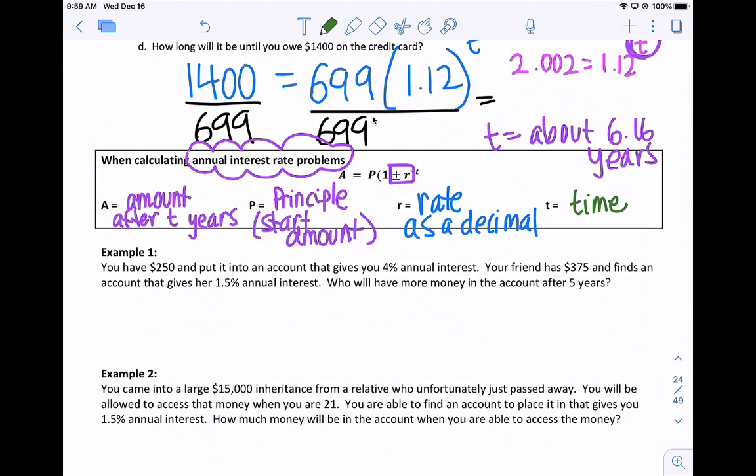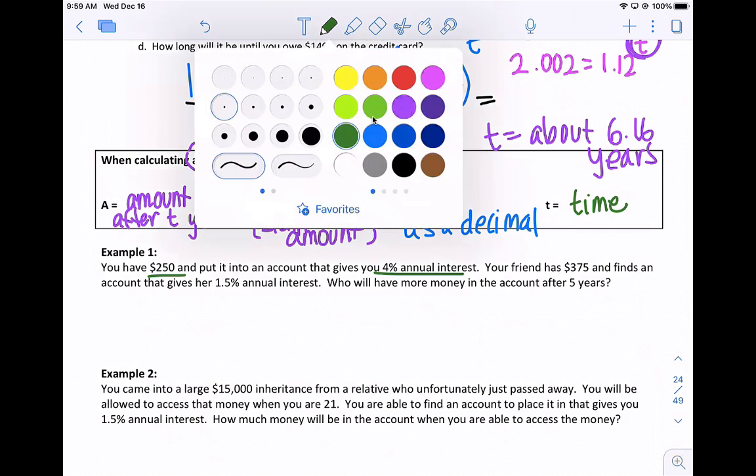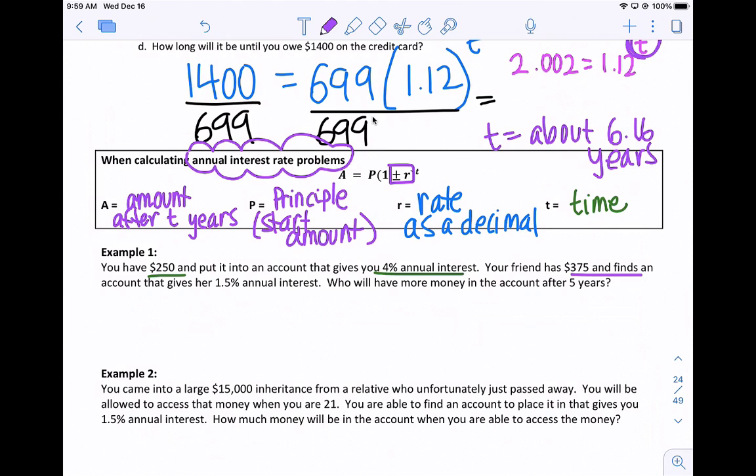So example 1, you have $250 and you put it into an account that gives you 4% annual interest. So here you're gaining money. Your friend has $375 and finds an account that gives her 1.5% annual interest. Who will have more money in their account after 5 years?